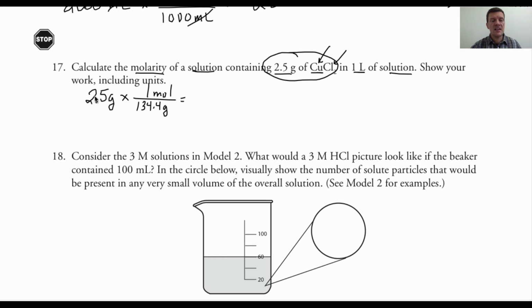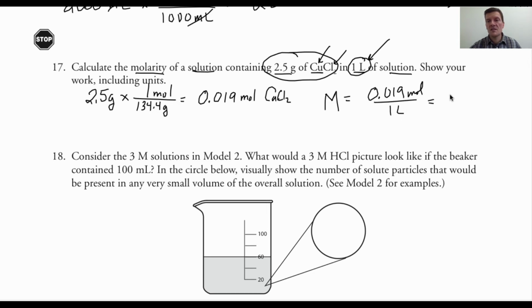That tells me I've got to take 2.5 and divide by 134.4, and that's going to tell me I have 0.019 moles of the copper 2 chloride. And that is in 1 liter of solution. Well, that was nice. They gave me 1 liter at least. So now to find my molarity, I'm just going to take my number of moles, divide by the number of liters, which is 1, so it's just going to be the same value. That is your molarity. Okay?